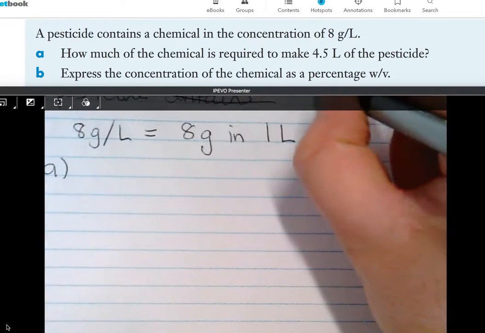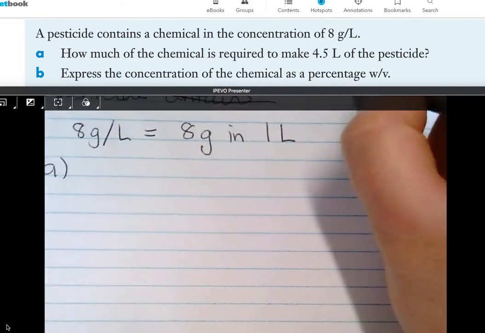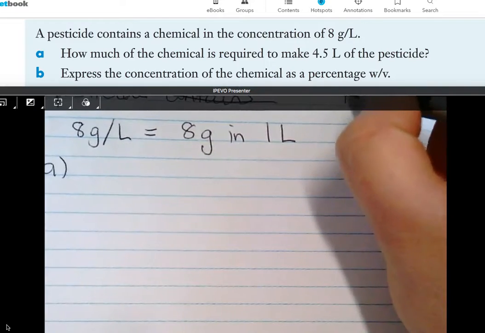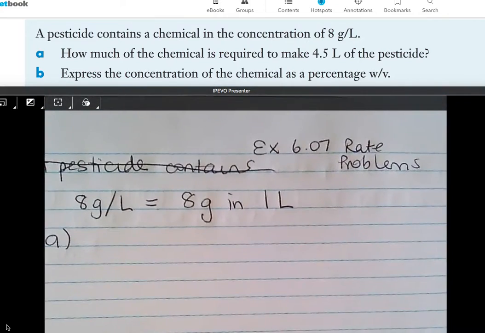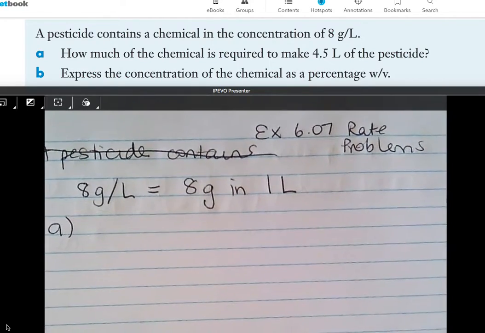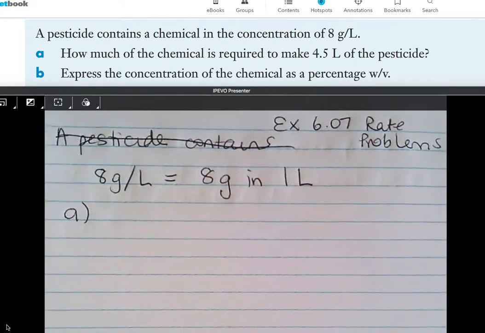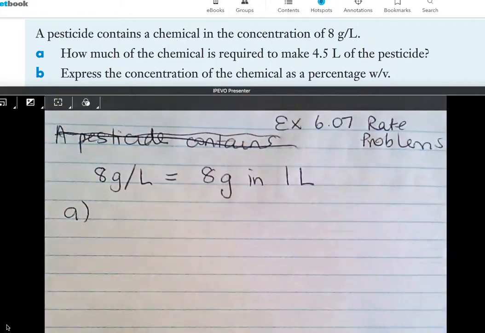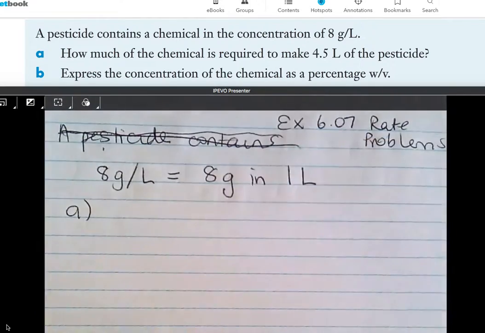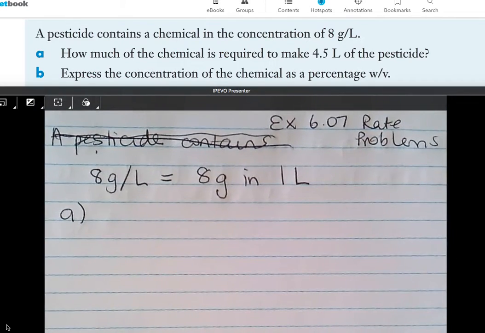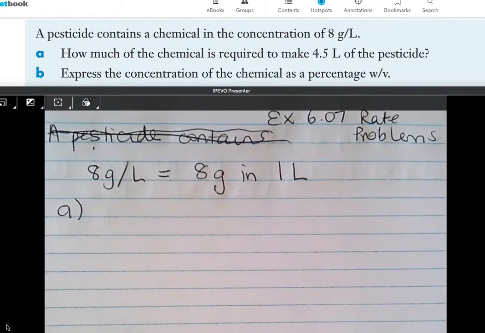Again, this is exercise 607, rate problems. So just continuing with exercise 607, rate problems, we're looking at the example at the beginning of the exercise. The pesticide contains chemical in the concentration of 8 grams per litre. How much of the chemical is required to make 4.5 litres? How do we do that question?